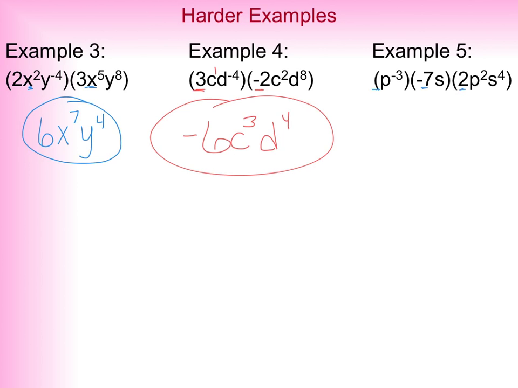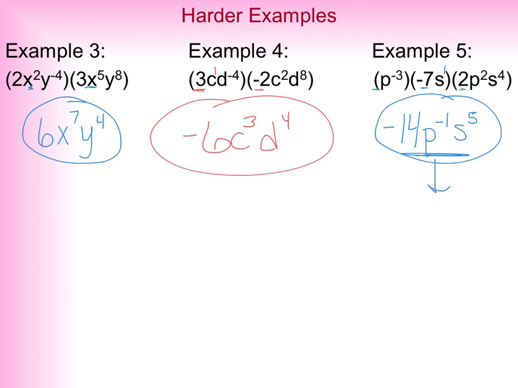And then example 5, numbers, you would technically have a 1 in front of the p, times negative 7 times 2 would end up being negative 14. With our bases, we've got p to the negative 3 and p to the positive 2. So we would say negative 3 plus 2 is negative 1. We're going to keep it like that for now. And then our s base, we've got s to the 1 and s to the 4, which makes s to the 5. Now, at this point, you're technically not done simplifying because you have that negative exponent.